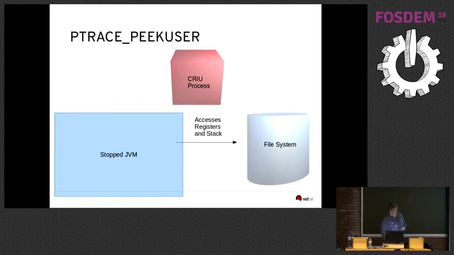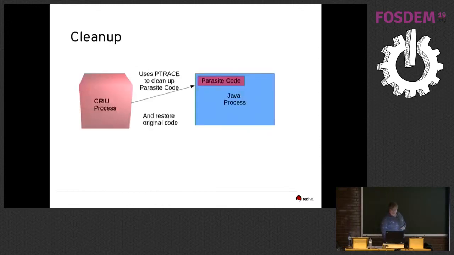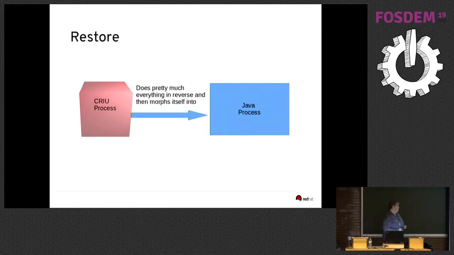The parasite code can read, like I said, it operates with all of the permissions of the Java process. Then they can use the ptrace code to clean up the parasite code and restore the original code. And your Java process can just keep going. And it detaches and we go on. The reverse is pretty much an inverse, except that the Creo process morphs itself into the Java process, which I thought was pretty cool.